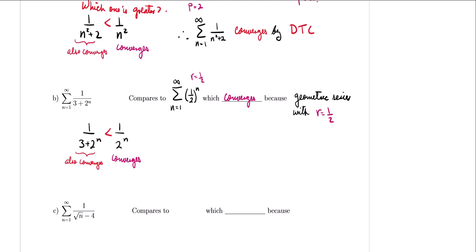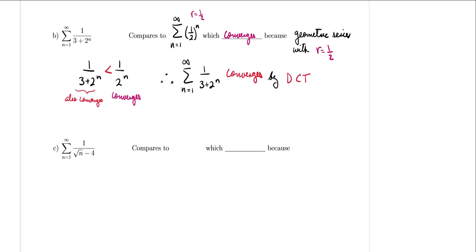Okay, so with this comparison, we get to see here, therefore, the series as n goes from 1 to infinity for 1 over plus 3 to the 2n converges by the direct comparison test. Perfect. Okay, so now let's take a look at another one here.